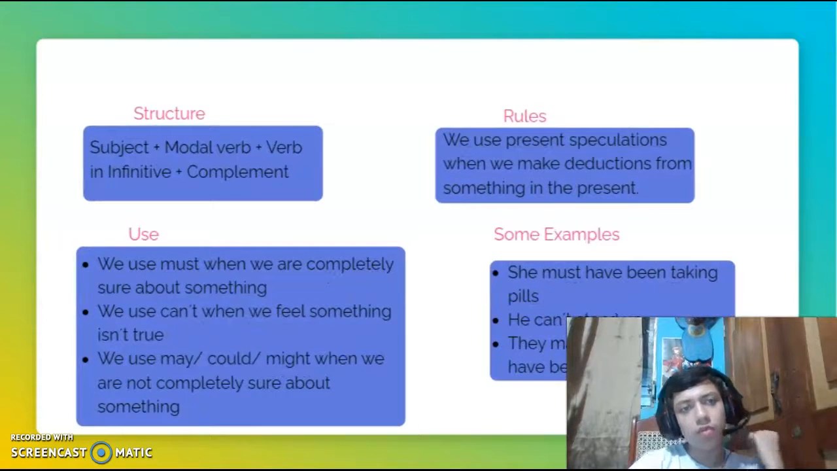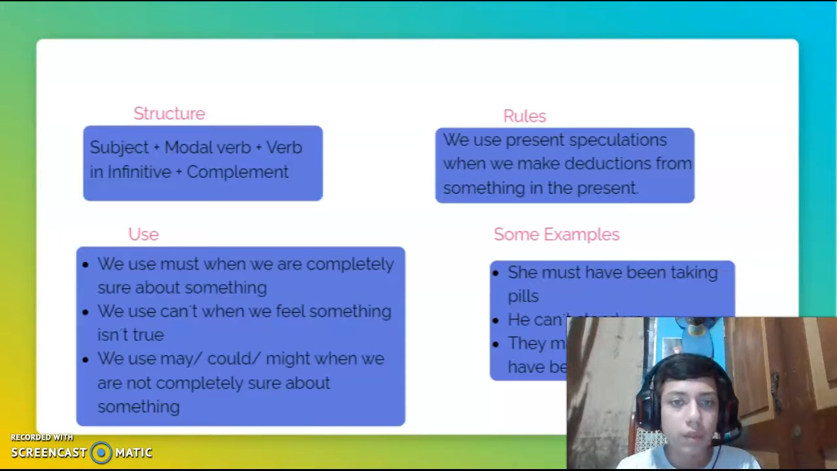The structure of the use is the subject plus the modal verb plus the verb in infinitive plus a complement. The rules are that we use present speculations when we make deductions from something in the past. The uses: we use must when we are completely sure about something. We use can't when we feel something isn't true. We use may or could or might when we are not completely sure about something.